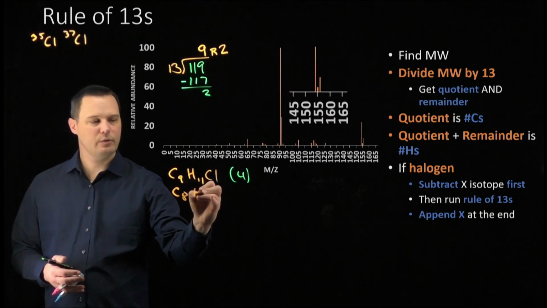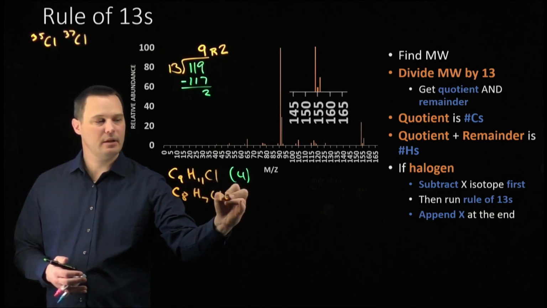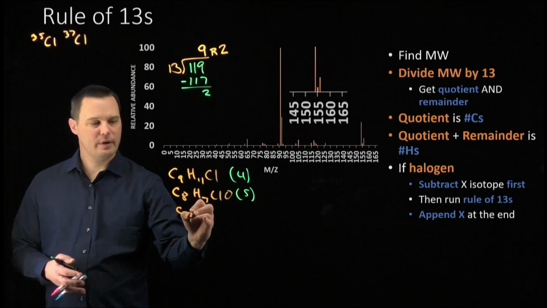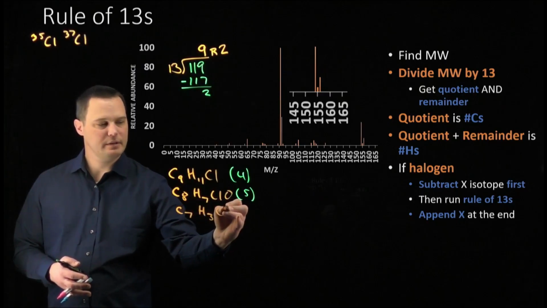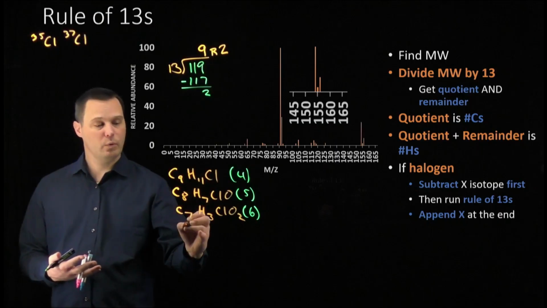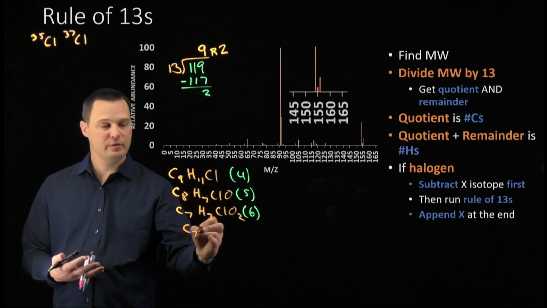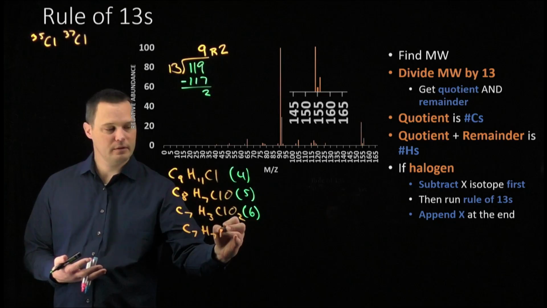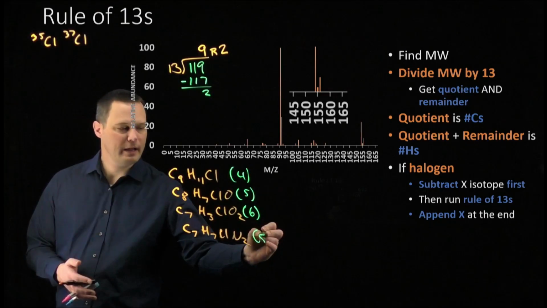With an oxygen, it would be C8H7ClO with an IHD of 5. And with 2 oxygens, it would be C7H3ClO2 with an IHD of 6. If instead I thought there was nitrogen, 1 wouldn't work, but adding in 2 nitrogens would give me C7H7ClN2 with an IHD of 5.